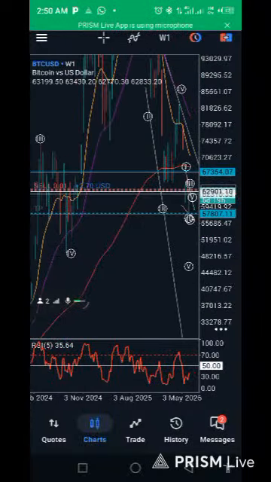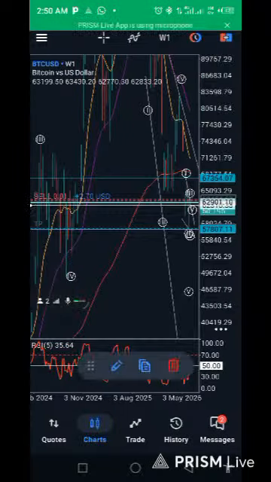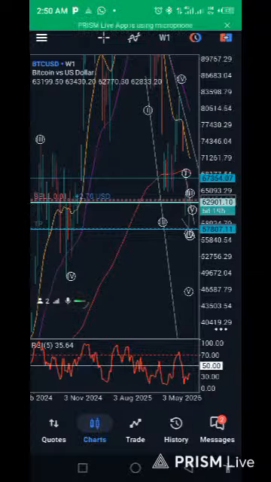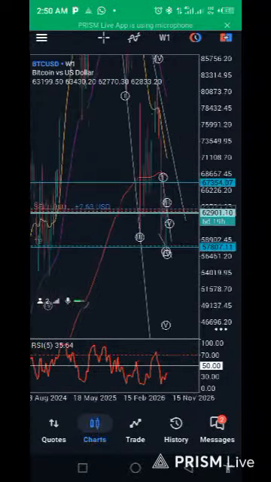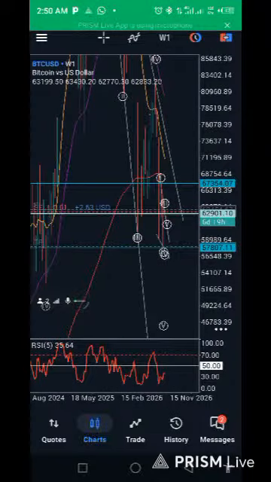We are just waiting. The biggest problem in trading is waiting. Patience. People don't have patience. Wait. We are just waiting for it to end. Then we enter the trade upwards.